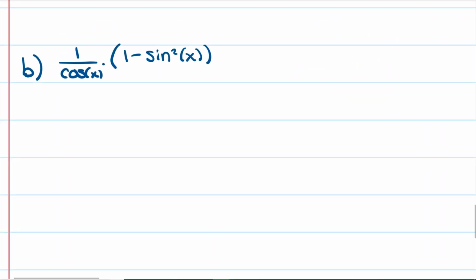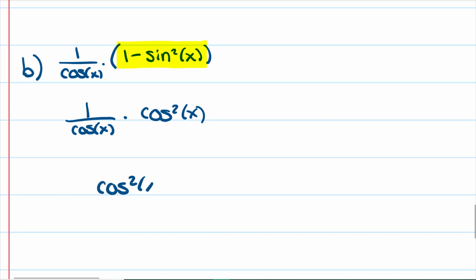So for this next part, we're going to look at 1 over cosine times 1 minus sine squared of x. And this is actually not that bad at all because we already have the 1 minus sine squared of x. And in the previous example, we saw that 1 minus sine squared of x is cosine squared. So then this becomes cosine squared of x over cosine. One of them is going to reduce off, and you just get cosine of x as your answer.